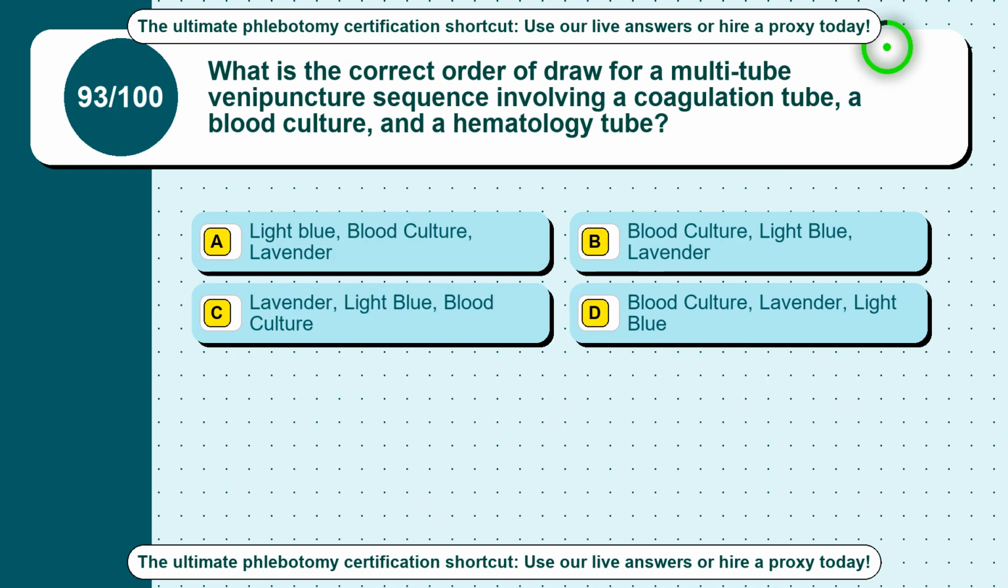Question 93. What is the correct order of draw for a multitube venipuncture sequence involving a coagulation tube, a blood culture, and a hematology tube? Option A, light blue, blood culture, lavender.